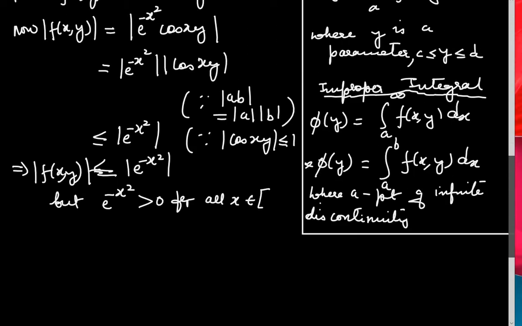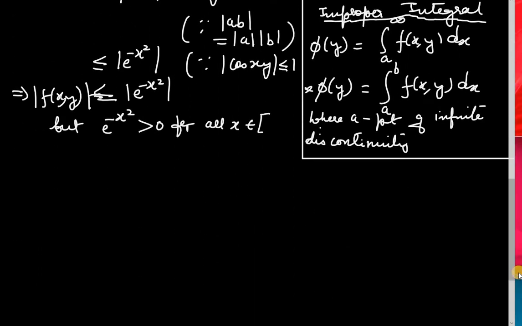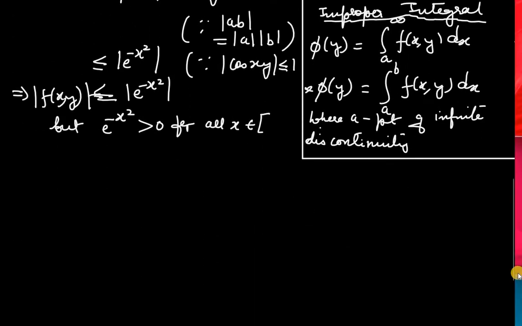So here, e to the power minus x squared is always greater than 0 for all x belonging to a to infinity. Therefore, the modulus of e to the power minus x squared will be the same as e to the power minus x squared, because this term is always positive in this interval. So this implies that mod f(x,y) is less than or equal to e to the power minus x squared.